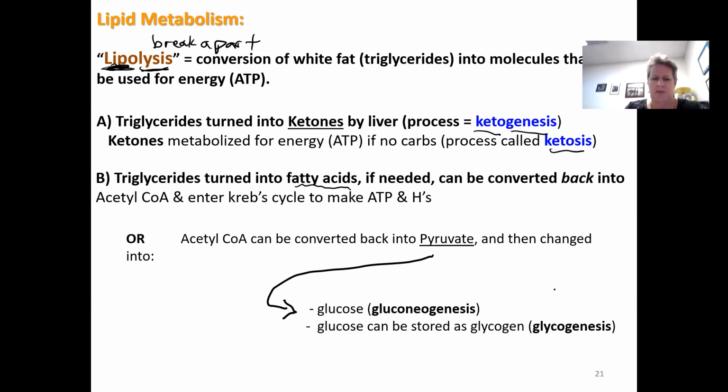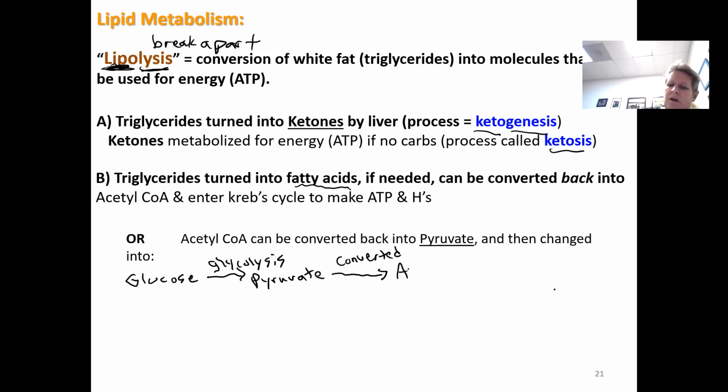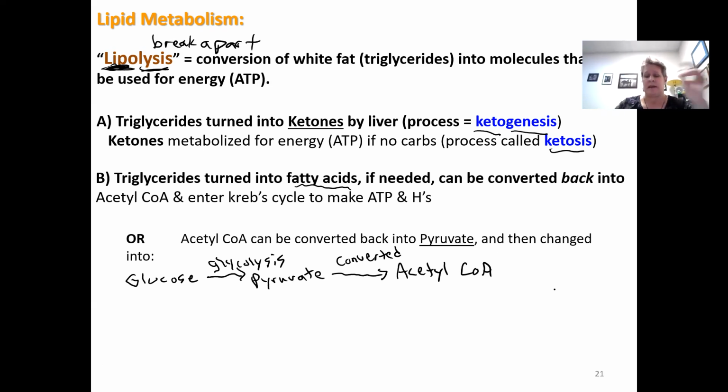So let's do a quick review. The chemical equation is glucose goes through glycolysis to make pyruvate. And then pyruvate gets converted into acetyl-CoA. That was what we learned earlier in lecture on Wednesday. We learned that process and then further.